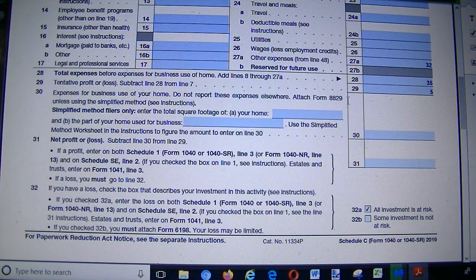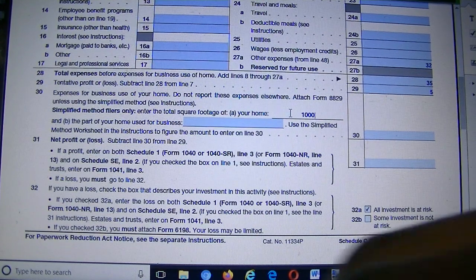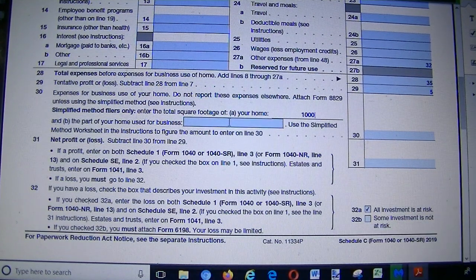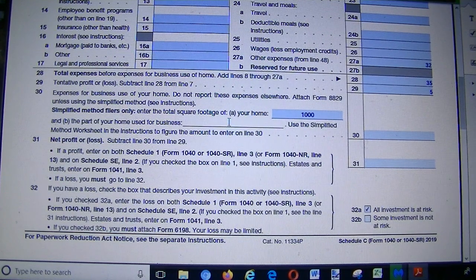But there is this form 8829 that needs to be attached if you are using actual expenses, unless you are using the simplified method. And if you are using the simplified method, you will enter the total square footage of your home, and we can just put 1,000 square feet here, for instance, and the part of the house used for business, you will put it here as well, square footage wise.